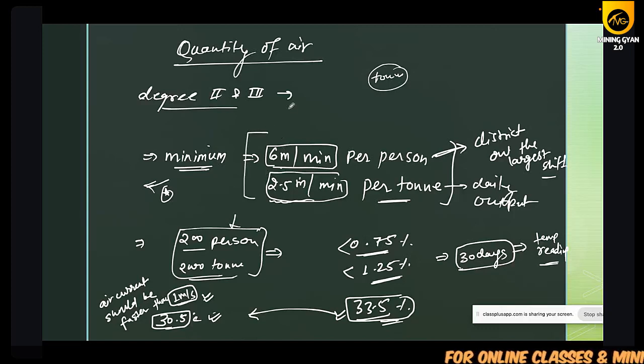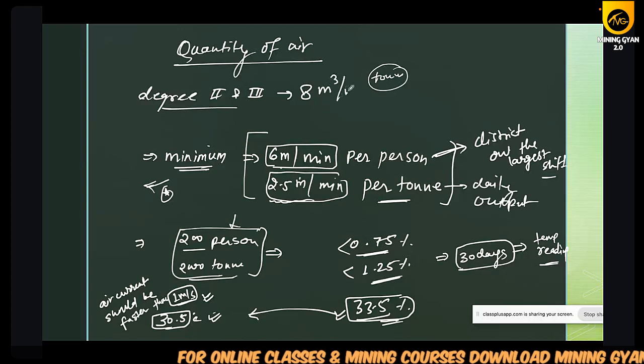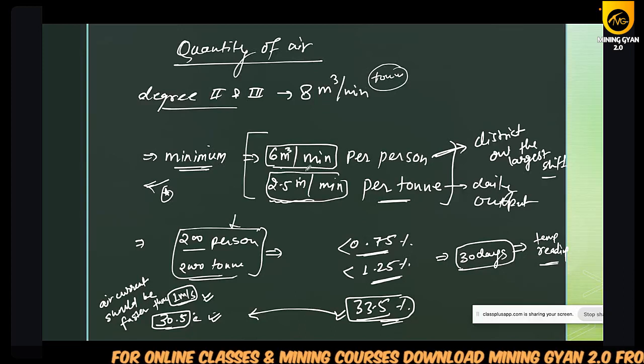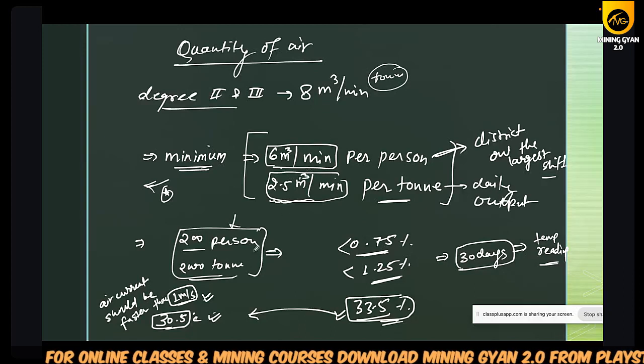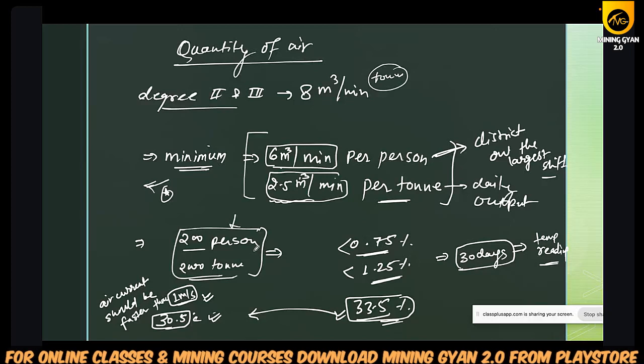And for degree 2 and degree 3, the quantity of air per person should be 8 meter cube per minute. And this was also meter cube. Okay, so in degree 2 and degree 3 you need more air, because degree 2 and degree 3 is harmful for you as compared to degree 1, so you need more air.